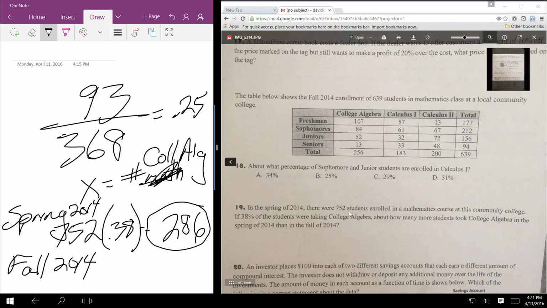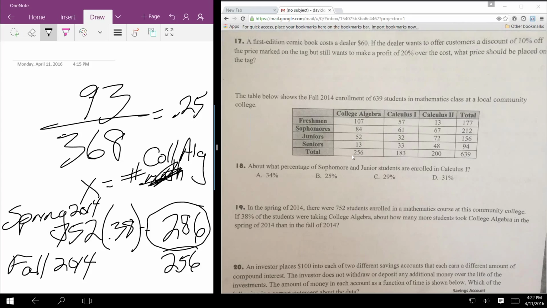So this place had 752 math students in the spring. By the fall, they were down to 639 total math students. But how many math students took college algebra in the fall? That number right there, 256. See that? Yeah. Okay. Now let's answer the question. How many more students took college algebra in the spring than in the fall? 30. Yeah. Easy. Okay. There was never anything tough about this problem.